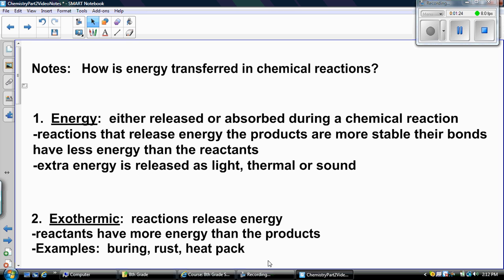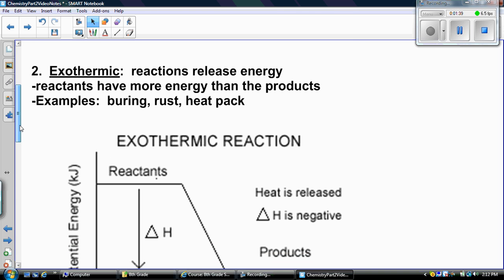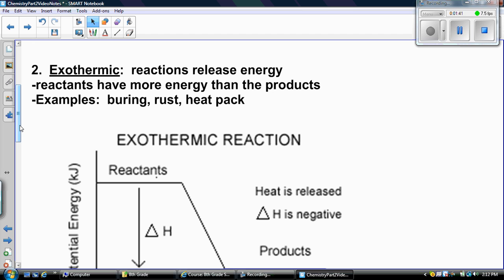Reactions that release energy, the products are more stable. Their bonds have less energy than the reactants. Extra energy is released as either light, thermal, or sound. So an exothermic reaction are chemical reactions that release energy.